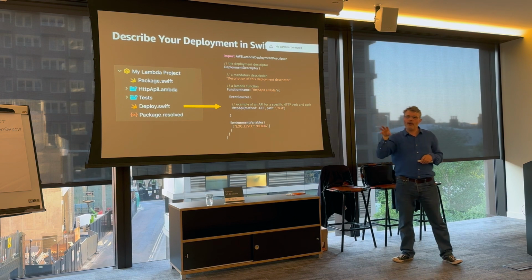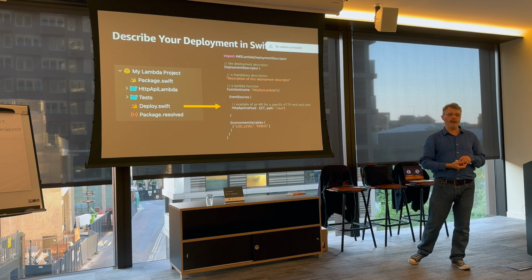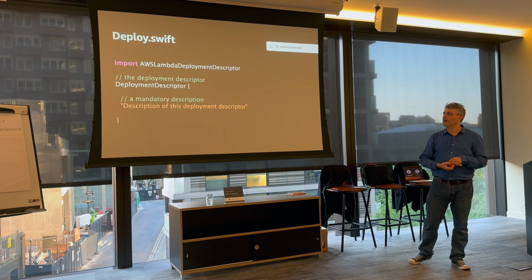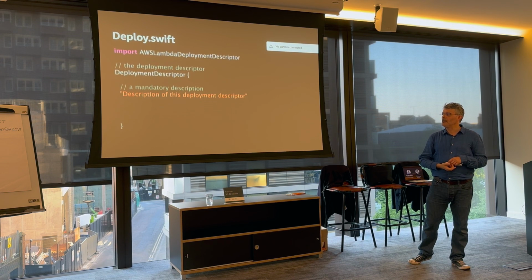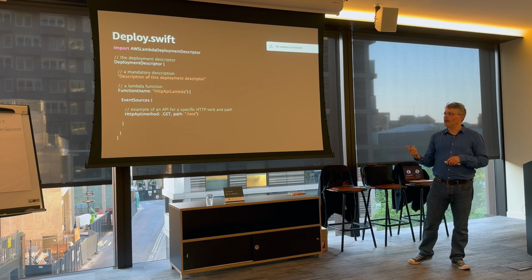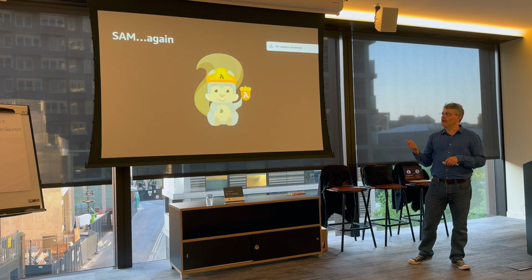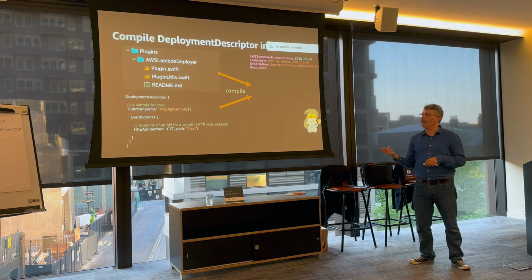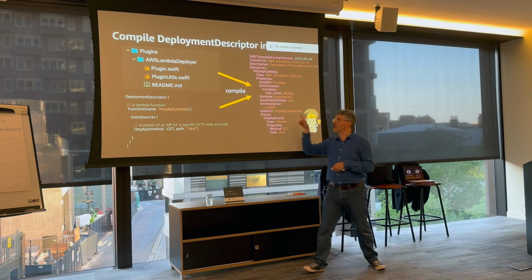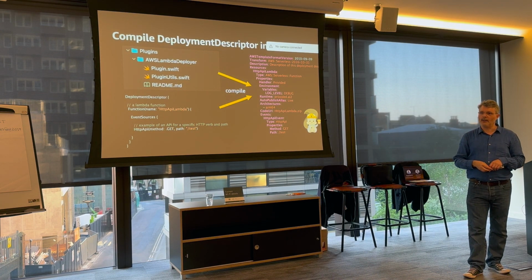And what the plugin does, it detects that deployed Swift file, it compiles it and generates a YAML file automatically. So deployment descriptor, you import the deployment descriptor, you give a description, you declare your function, you give a name, you add one or multiple event source, you add environment variable, and at runtime, it will generate a SAM file. So the plugin will read and compile that Swift file to generate that YAML file, and then it will deploy the YAML file for you automatically on Lambda.